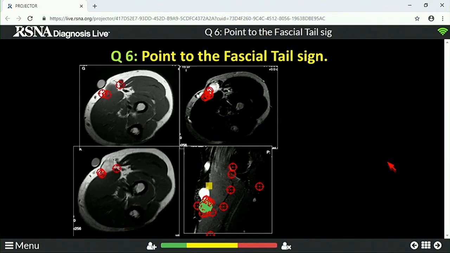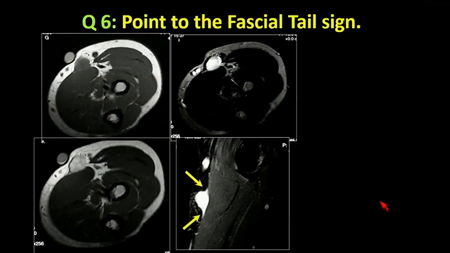Okay. So we got lots of fascial signs. Excellent. So what we're looking at are these little intricate areas of signal that go along the fascia. So let's move out. And there's the fascial tail. And this is very characteristic of this particular entity. So we'll see this nodular structure and the small bit of lesion extending along the fascia.